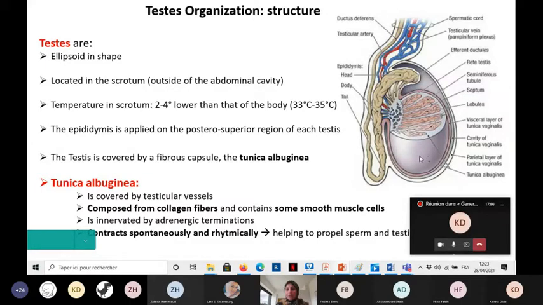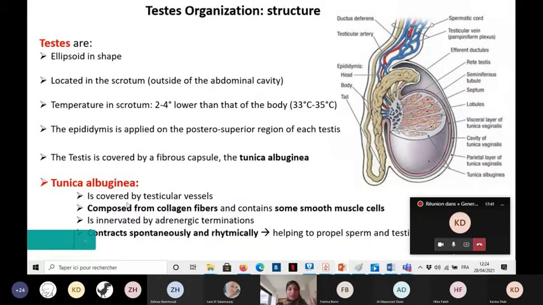Those smooth muscle cells will allow the contraction of this tunica albuginea, and then will help in the ejaculation of the sperm cells from the seminiferous tubules toward the epididymis. So the smooth muscles in the tunica albuginea are important for the propulsion of the sperm cells from the seminiferous tubules into the epididymis.